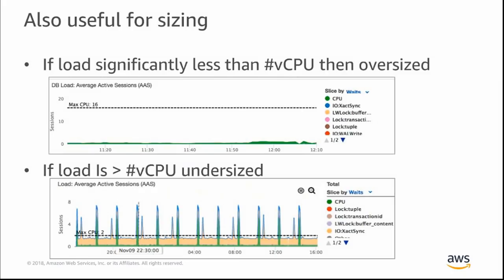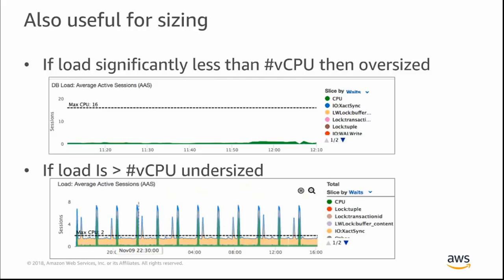AES is also useful for sizing. So in this first graph here, I have an average active sessions that's almost all on green or CPU, and it's very small compared to the machine. This machine has 16 cores on it. If this is the steady state of the database, and the load really never goes above this amount, I know that this instance is oversized, this host is oversized for this database. So I could save some money and put it on a smaller instance size.